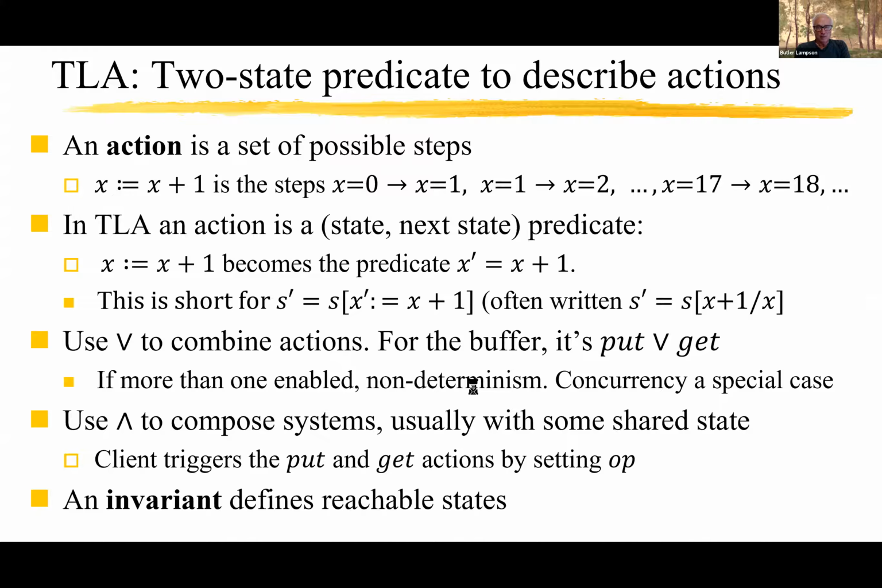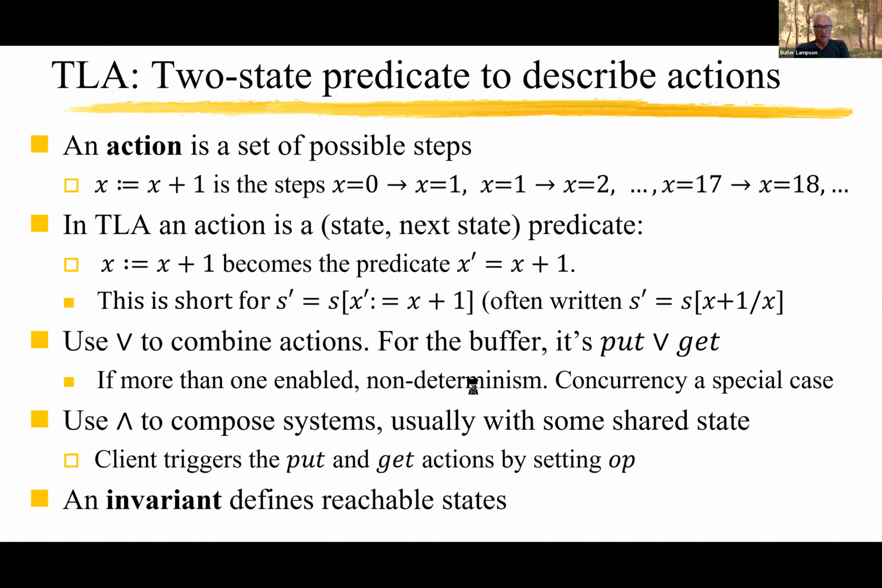Okay, so the Amazon paper describes how they use TLA. They don't give a lot of detail about TLA, and I'm going to give somewhat more of it here. So the idea of TLA is that the way you describe an action is a set of possible steps. So consider the action x gets x plus 1.